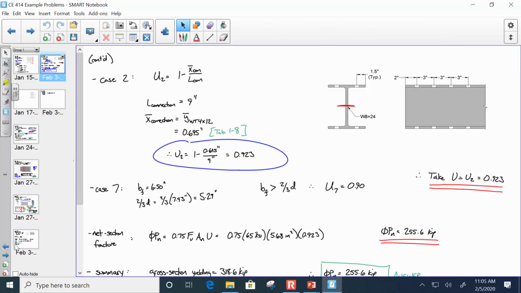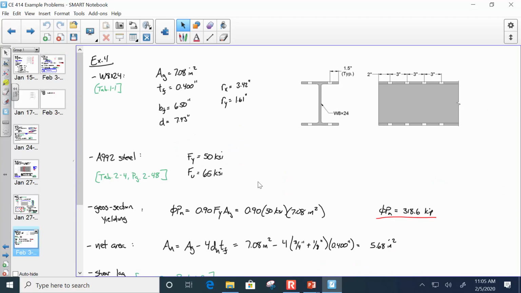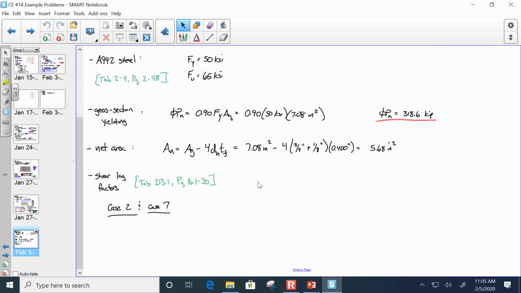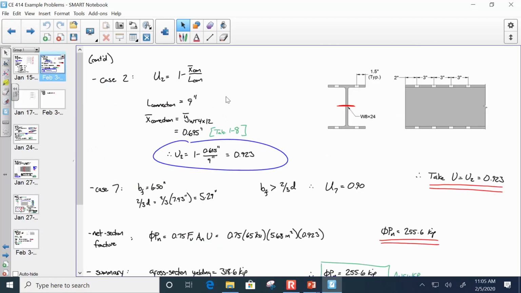And then, this was a good problem. We took a little bit of time on this. So here's our section. When I say full-blown, we had to look up all the properties for the W8x24. We had to look up all the properties for steel so we could compute gross section yielding. We had our net area calc. We had the shear lag factors. We recognize there's two cases to consider. So we look at case 2 and case 7.